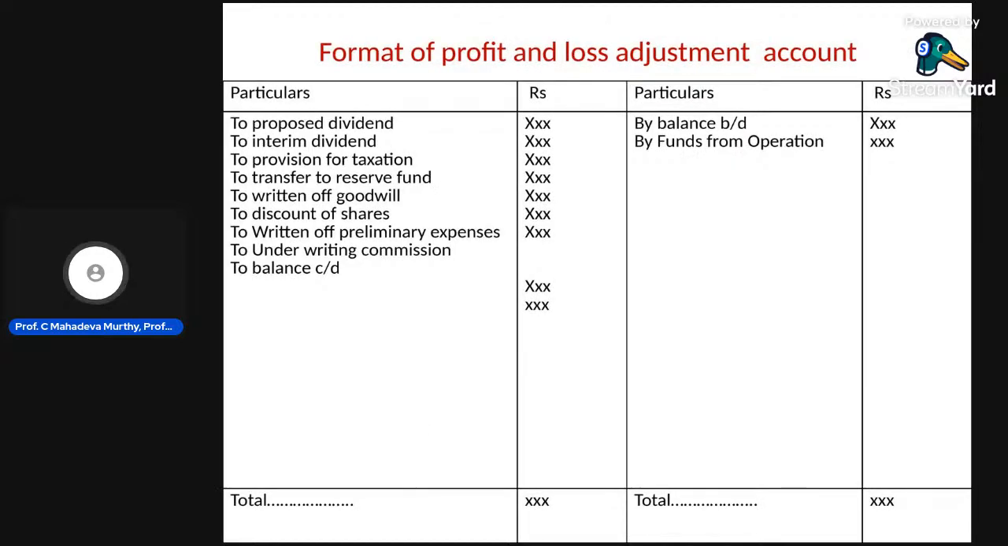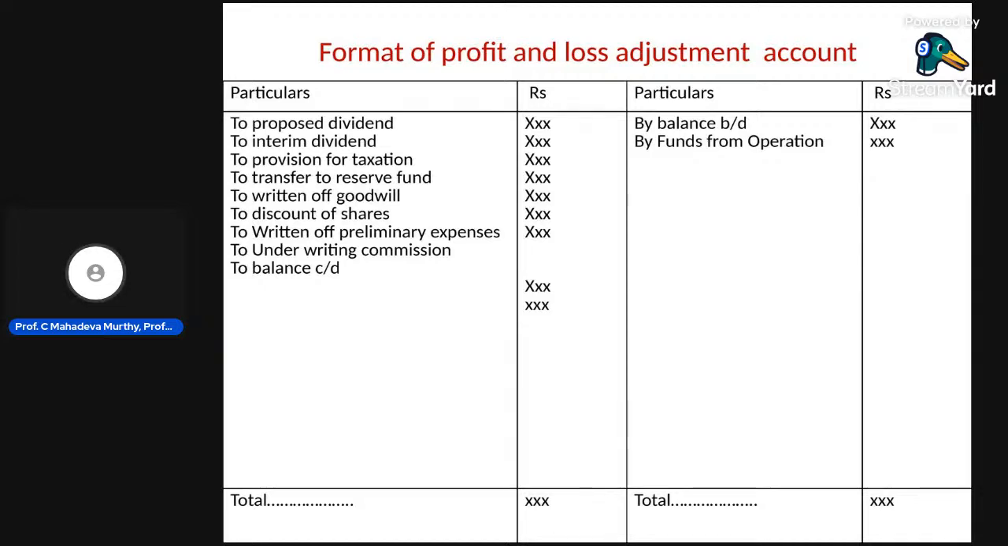That is the pro forma of schedule of change in working capital. The second step is the pro forma or format of profit and loss adjusted account. What are all the probable items that appear in the profit and loss appropriation account?